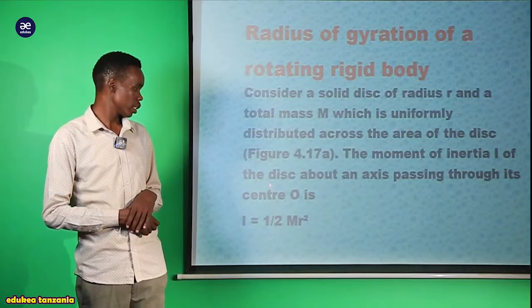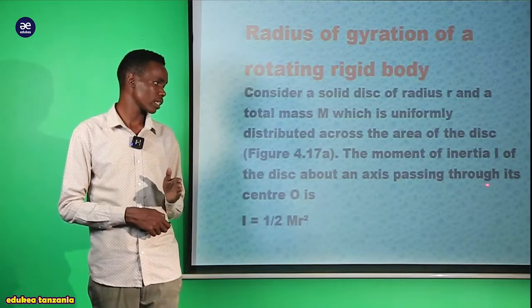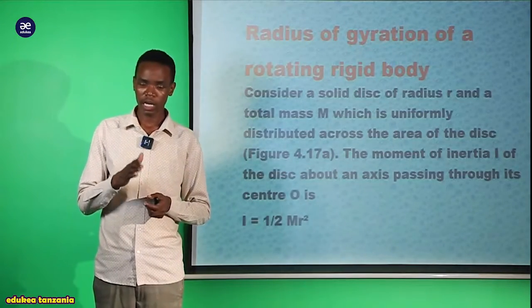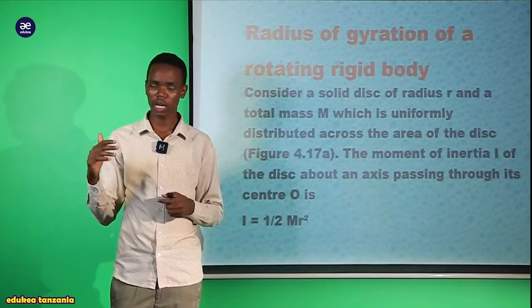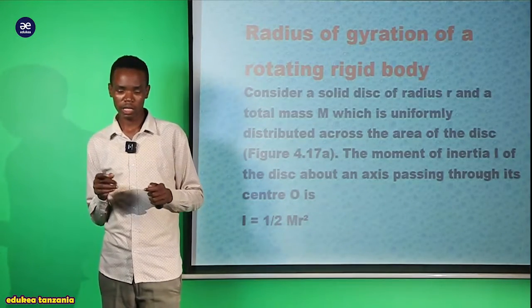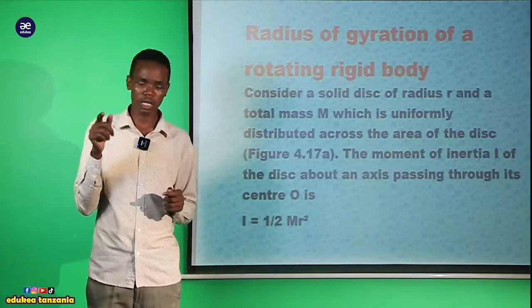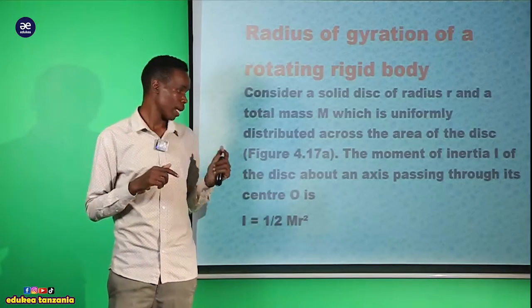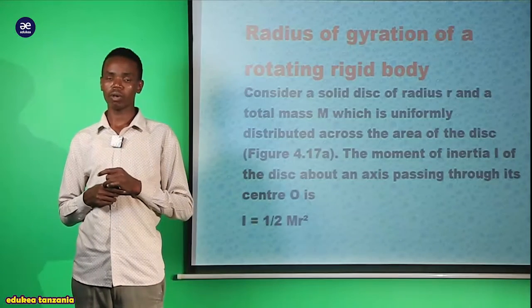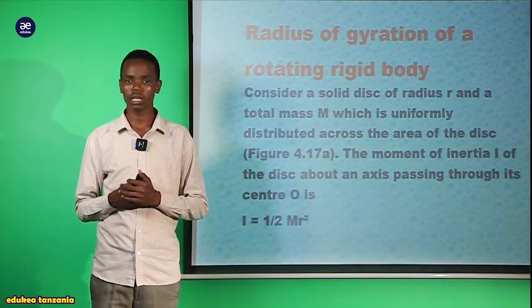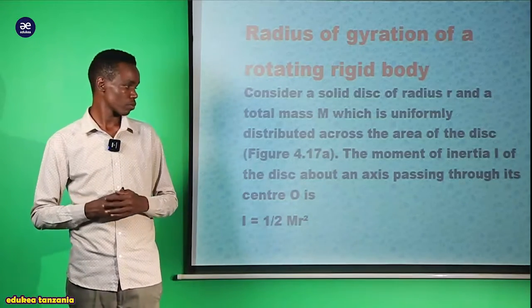So the moment of inertia I for the disk about an axis through its center O is given by this: if we have the axis of rotation passing through the center O, and the disk is trying to rotate, we identify the moment of inertia by taking a half times MR squared. This we tried to prove in the past lectures.